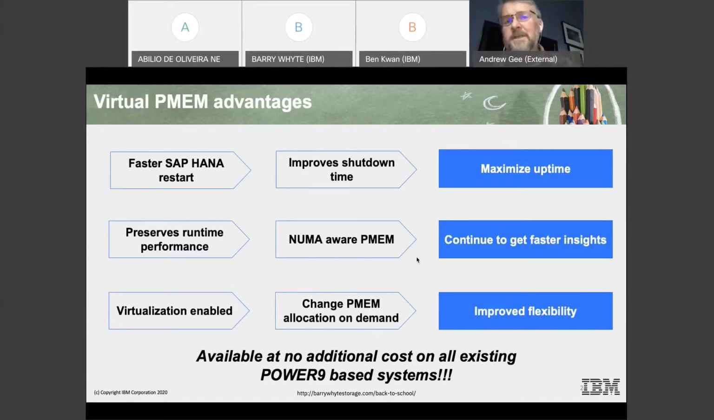It preserves the runtime performance. As I said, the only way you're going to lose this is if the server is physically powered off. It's NUMA aware, so it's located in reference to the processor and the core integration, and you continue to get faster insights, and it's enabled by virtualization. Therefore, we can change it on demand. So if we have changes between LPARs or just within an LPAR, we can do this. And as I say, it's available on all existing Power9 based systems at no additional cost. That we think is a huge advantage in system availability for SAP running on IBM Power Systems.